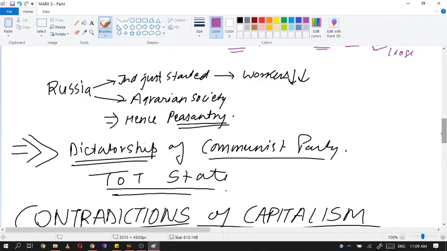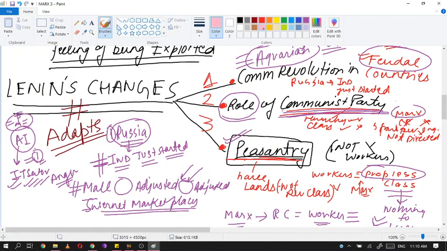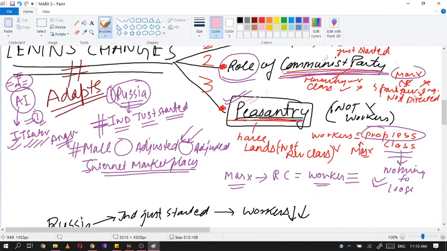The whole three changes that Lenin has made are in complete opposition to what Marx has told. Marx wanted to bring revolution in a capitalist society, not a feudal society. First, he does not want to give any role to the Communist Party. Lenin wants to. His revolutionary class is not peasants, because peasants also have lands. Farmer, kisan. Workers do not.